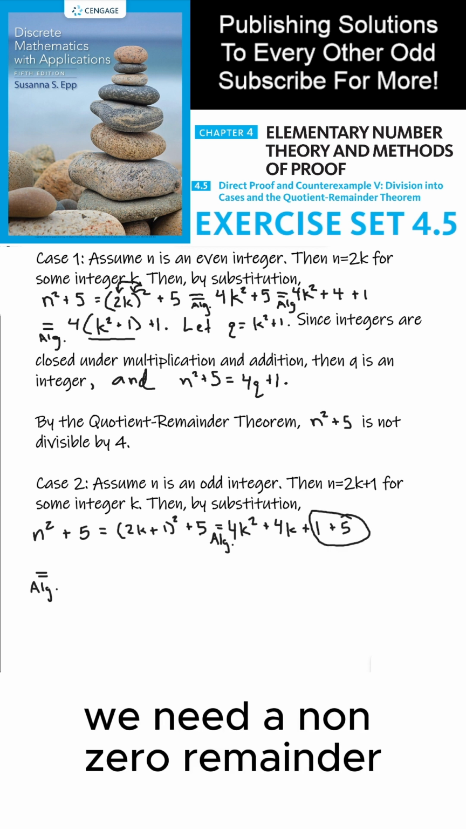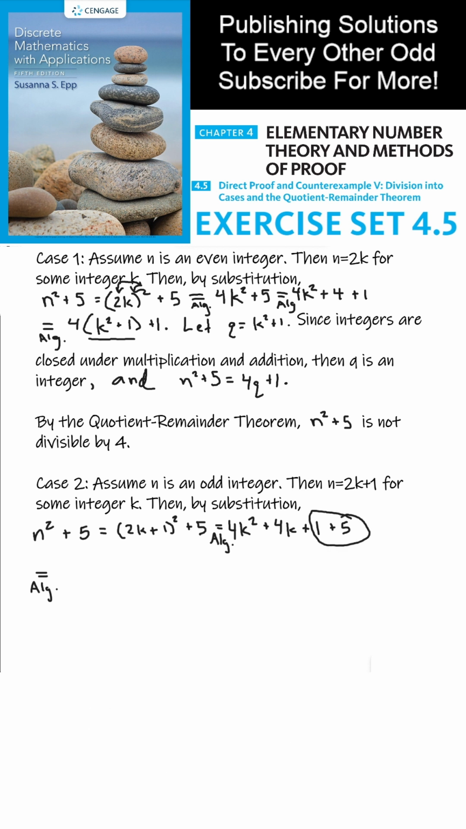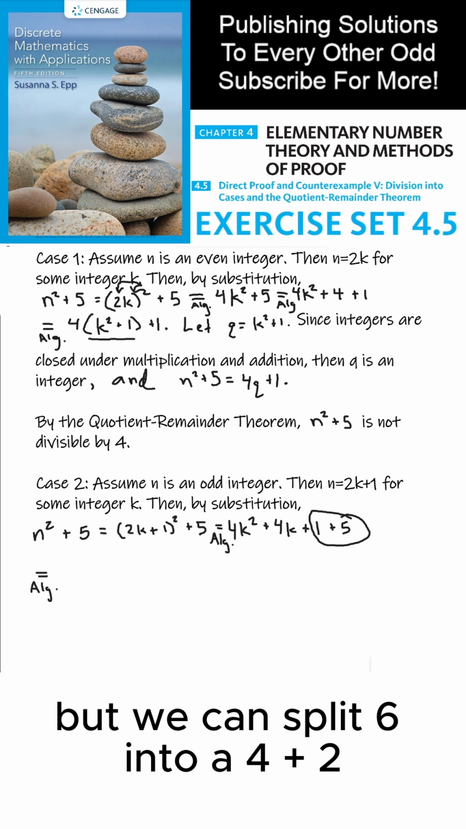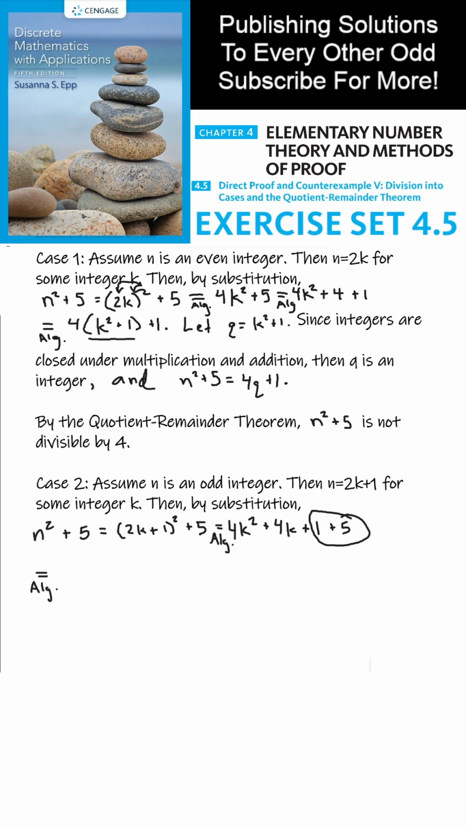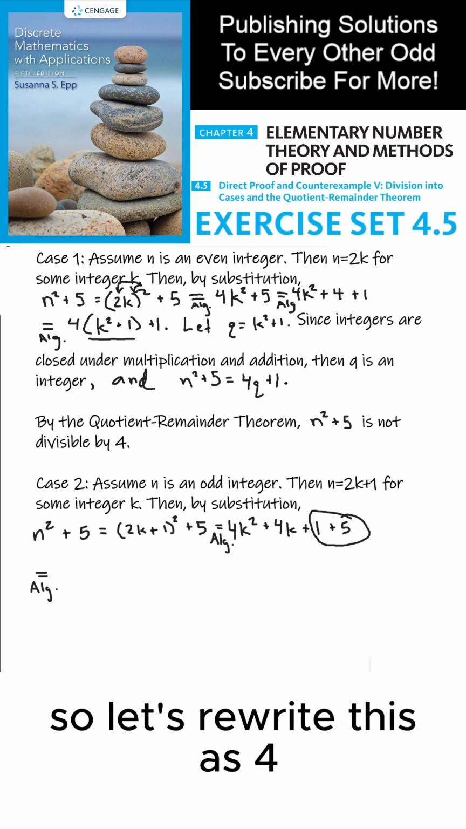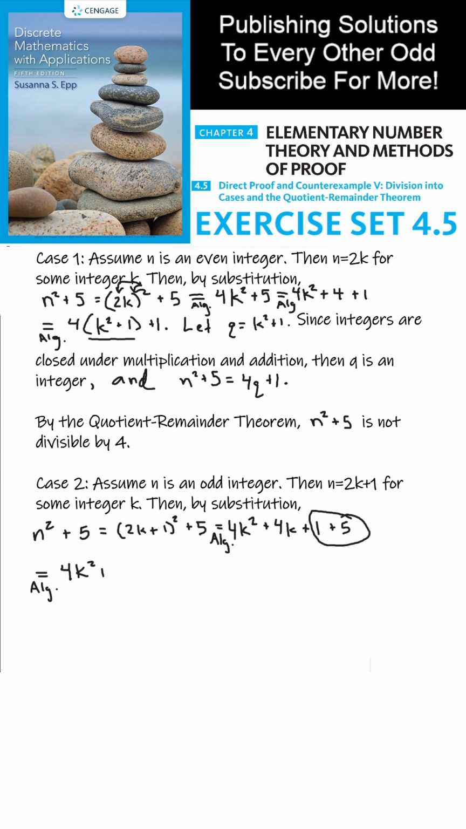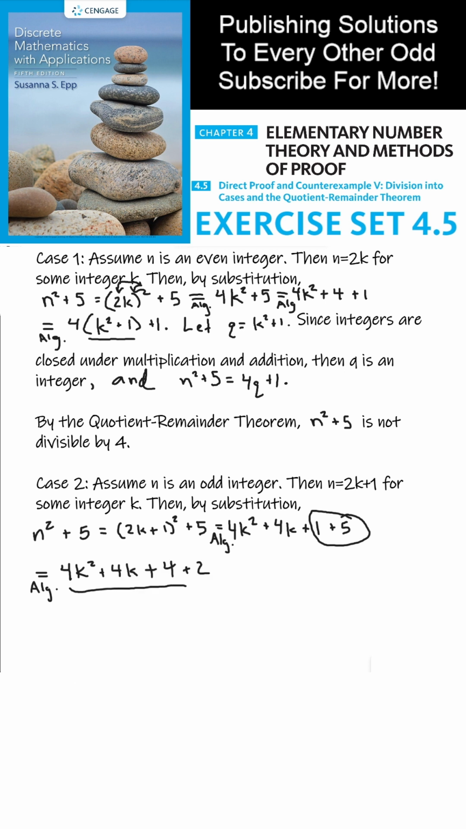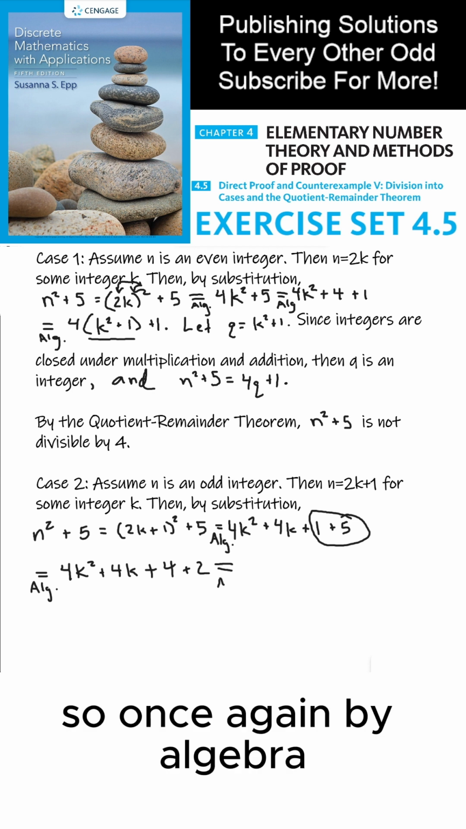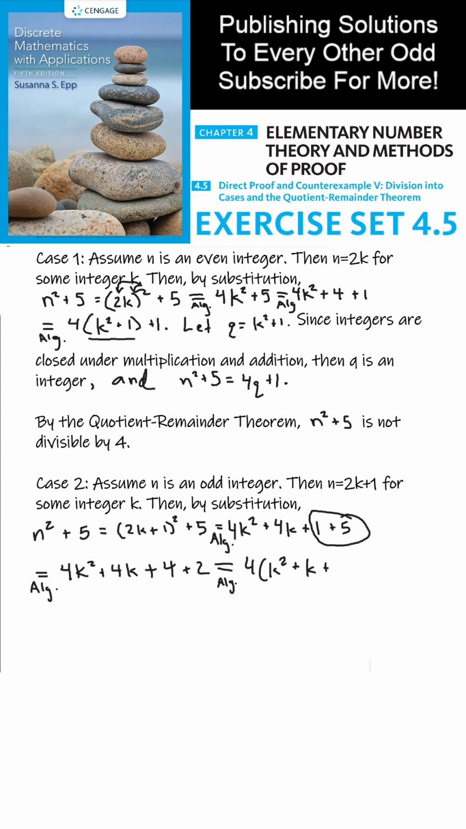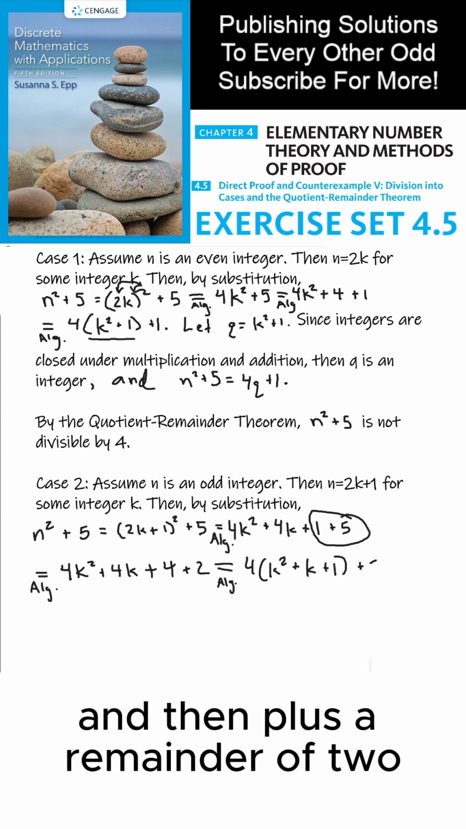We need a non-zero remainder here. 1 plus 5 is 6. 6 is too big when we use the divisor of 4, but we can split 6 into a 4 plus 2 so that we can factor out a 4 and have a remainder of 2. So let's rewrite this as 4k squared plus 4k plus 4 plus 2. And now we can factor out a 4. So once again, by algebra, this is 4 times k squared plus k plus 1, and then plus a remainder of 2.